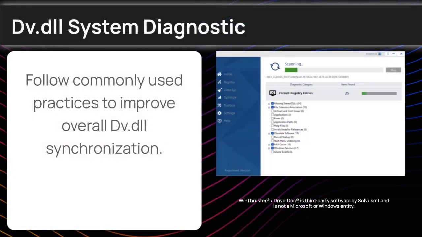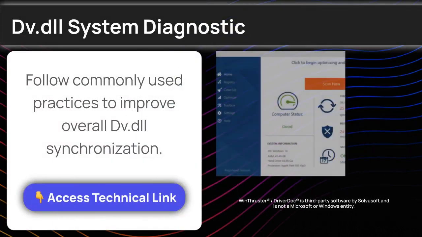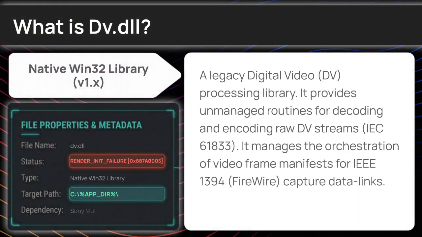To start our troubleshooting for DV Library, you can follow my manual steps or use a utility for a clean environment review. This is the DV Library, a legacy digital video DV processing library. It provides unmanaged routines for decoding and encoding raw DV streams. IEEE 61833. It manages the orchestration of video frame manifests for IEEE 1394 FireWire capture data links.